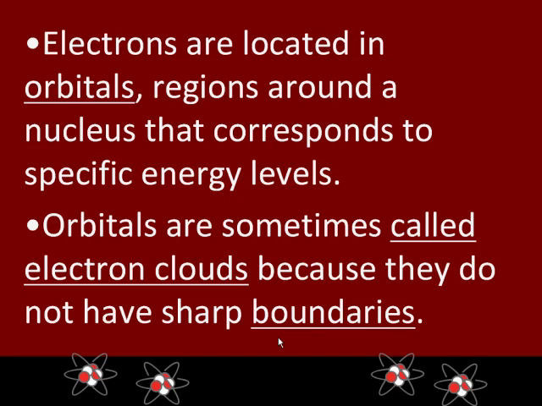Okay. So in the quantum model, we say electrons are located in orbitals, which are regions around a nucleus that correspond to specific energy levels. Orbitals are sometimes called electron clouds because they do not have sharp boundaries. And we're going to get a view of these orbitals overlapping when we start looking at bonding in later chapters. We're going to look at these electron clouds, though, in class, and we're going to give names to all of these orbitals.